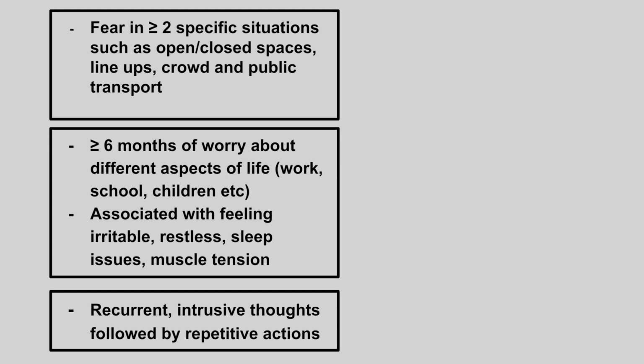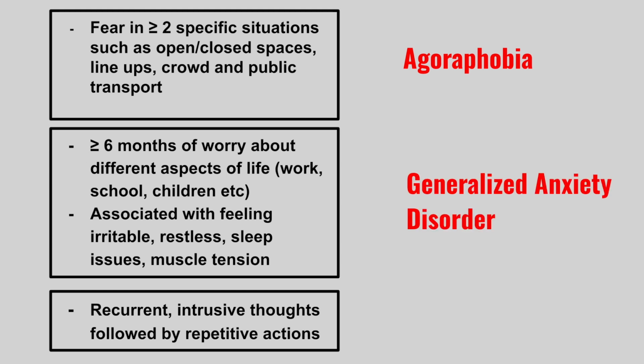Now we have a patient who's fearful in 2 or more specific situations such as open or closed spaces, lineups, crowds, and public transport. This is agoraphobia. Now we have a patient with at least 6 months of worry about different aspects of life such as work, school, children, and this is associated with feeling irritable, restless, having sleep issues, and muscle tension. This is generalized anxiety disorder.